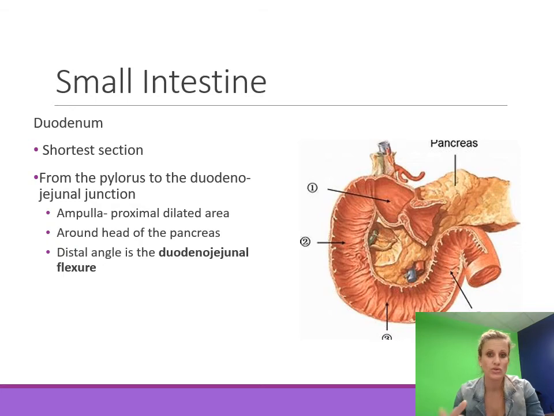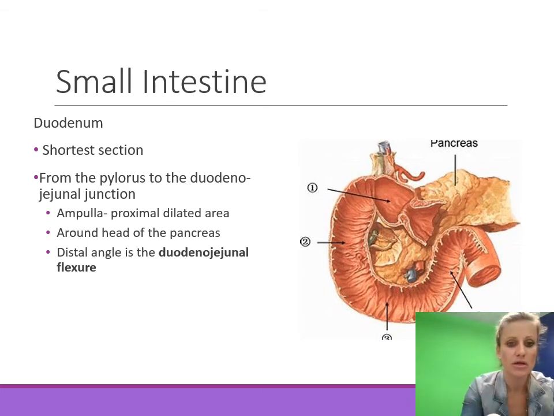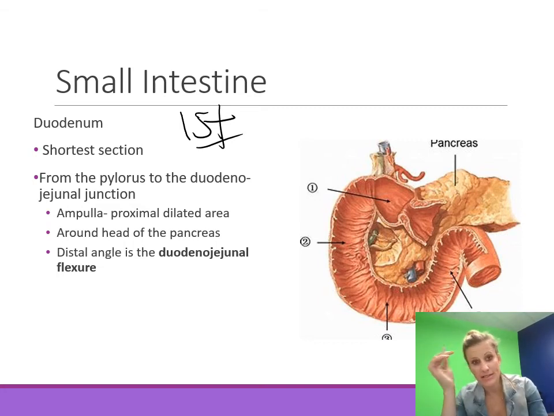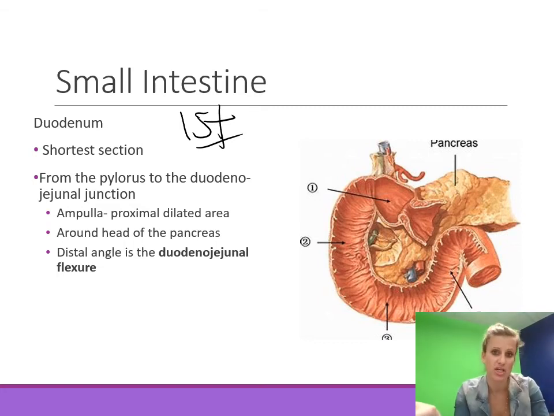The small intestine includes 3 sections from beginning to end. They're the duodenum, the jejunum, and the ileum. We'll start by talking about the duodenum. The duodenum is, again, the first section of the small intestine, and it's the shortest section. It's about 25 centimeters or around 10 inches long, whereas the other sections are like 8 to 12 feet long.